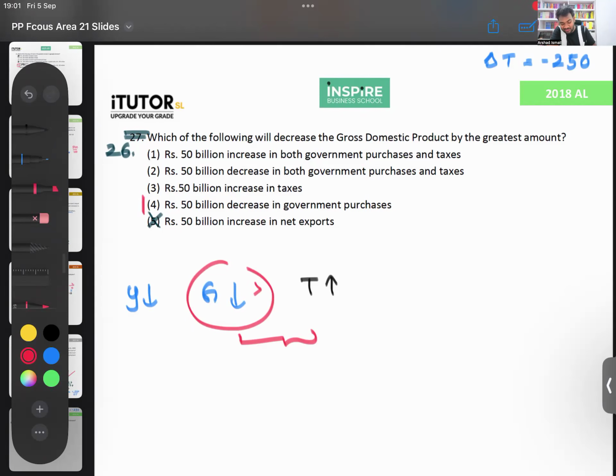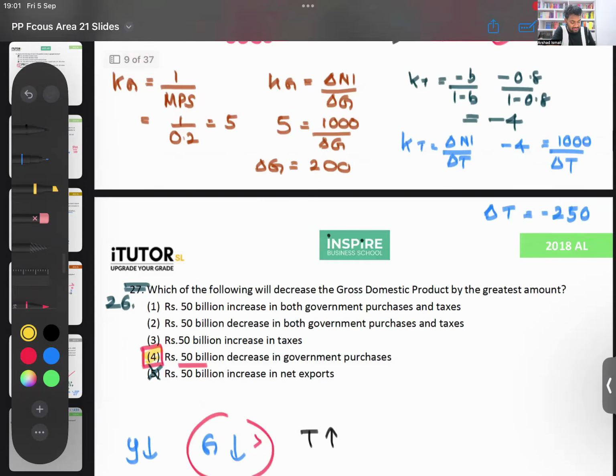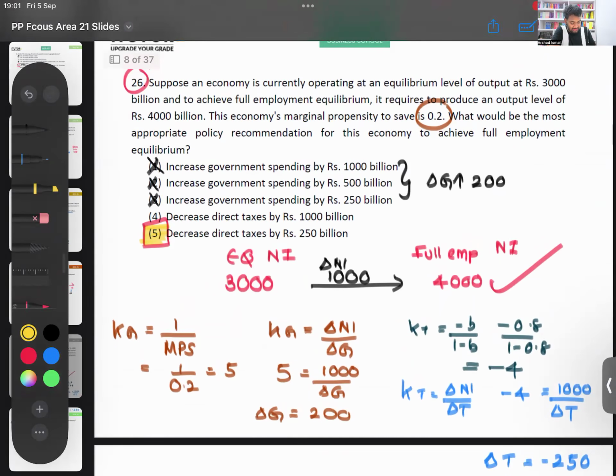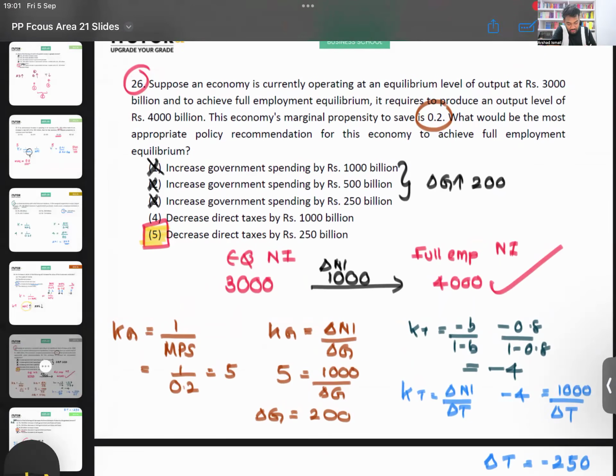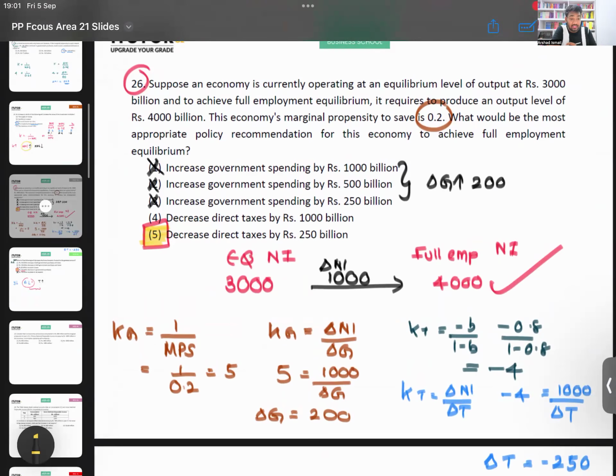Answer number 4. So if you reduce government spending by 50 billion, let's say the government spending multiplier is 5, national income will fall by 250. So if 4 was not there, you can go into number 3 then. Okay. Previous one, this is the working. That is okay. 2018 done. Then we go into 2019.